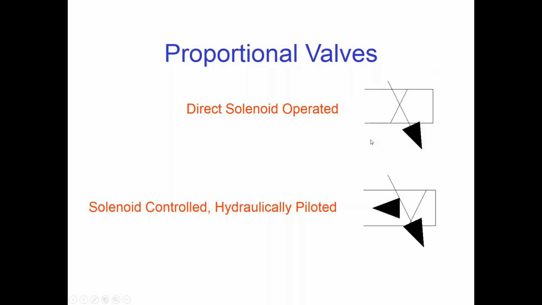But solenoids are either energized or they're not. A proportional valve uses a coil similar to a solenoid, but this one's different because it can be partially energized, and we can shift the valve a little bit so that we can control the speed by controlling the flow that's delivered to the actuator.